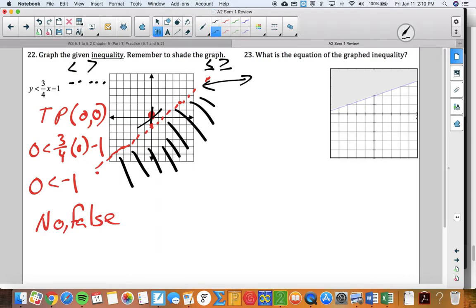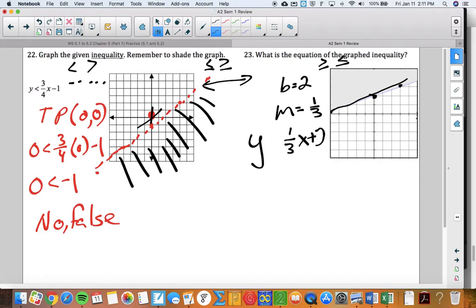Number 23, we're going backwards. What is the equation of the graphed inequality? So I see it's a solid line. That's good to know. So I'm going to be thinking I'm using either this symbol or that symbol. And the y-intercept is 2. So b equals 2. Let's find our slope. Our slope, let's see, it connects right there. So I think that's 1/3. So we're thinking y something blank 1/3 x plus 2.